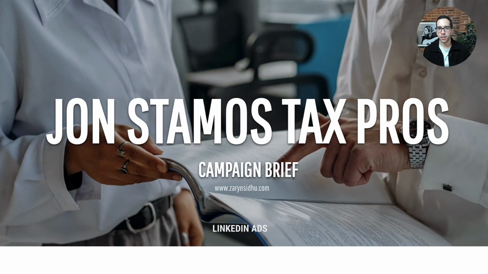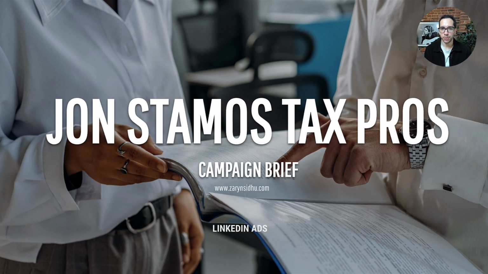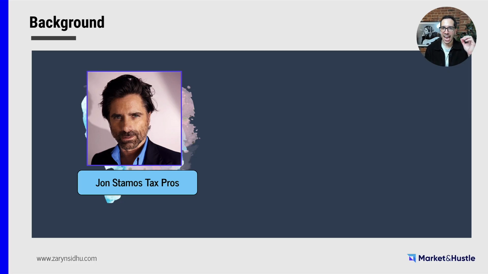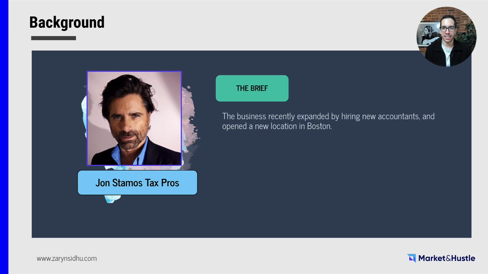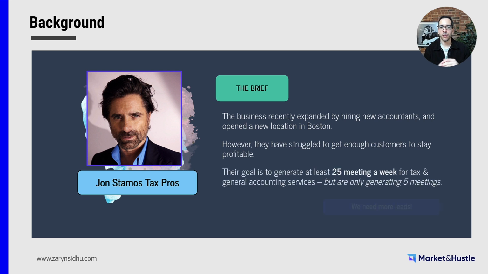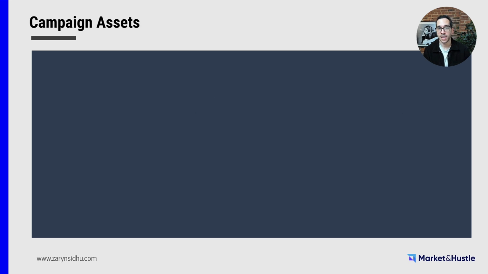Okay, so let me introduce to you the John Stamos Tax Pros campaign brief. And I know I spelled John Stamos incorrectly, so please don't barrage me in the comments below. All right, so this is a business that recently opened a new location in Boston, and they hired a bunch of new accountants. And the problem is that they're struggling to get enough customers to be profitable. So their goal right now is to generate at least 25 meetings a week for tax and general accounting services, but they're only getting 5 meetings. So they need more leads, which is why they're coming to LinkedIn ads.